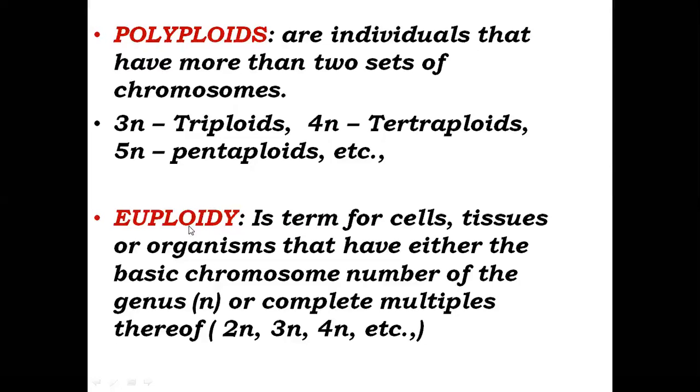Euploidy is another term we often come across. Euploidy is applicable to the cells and tissues of an organism that have either the basic chromosome number of the genus or complete multiples of it, as in diploid, triploid, and tetraploid. One classic example of euploidy in humans is vertebrae and liver cell nuclei.